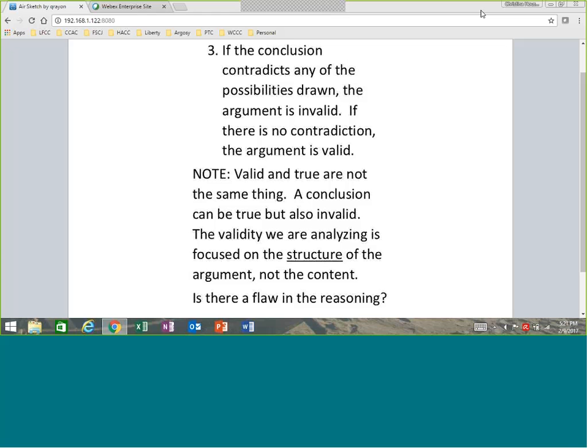So the argument's not just looking at, is the conclusion true? The argument is looking at all of the sentences put together and how they work together. So we're looking for, is there a flaw in the reasoning?